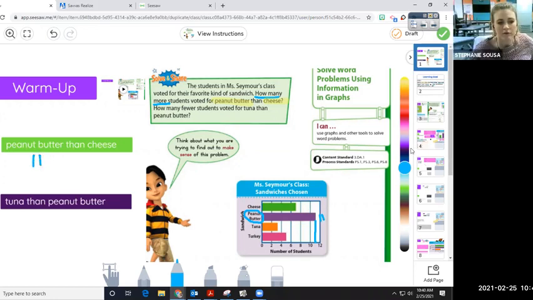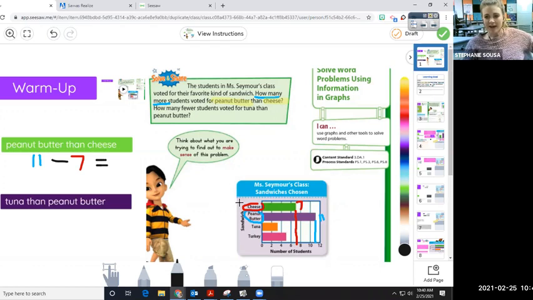How many people voted for cheese? Let's check it out. Here is our cheese. Look, cheese is over here. It's in the middle of 6 and 8. What comes in between 6 and 8, y'all? You're right. It's 7. So we're going to subtract 11 minus 7.